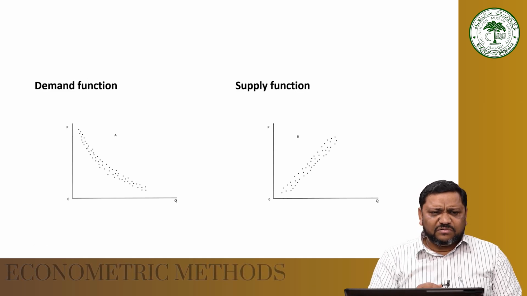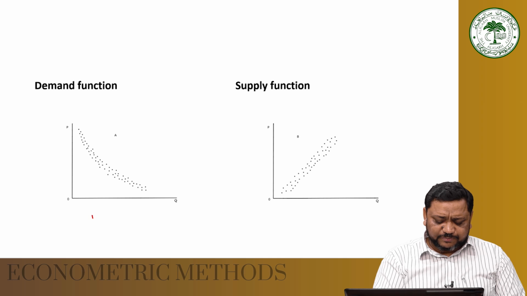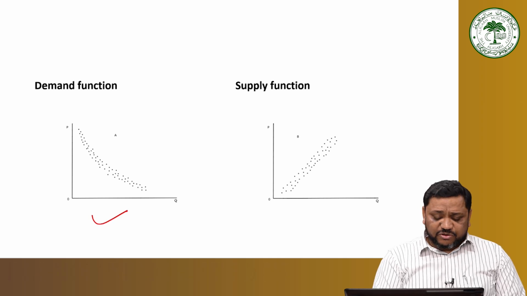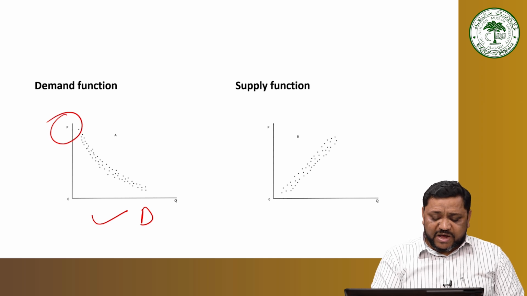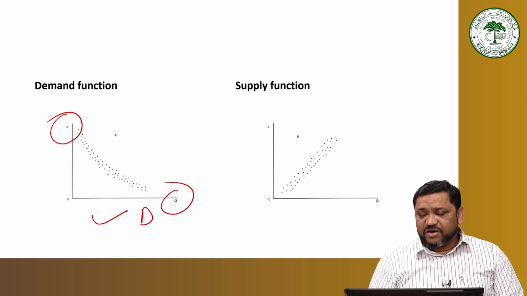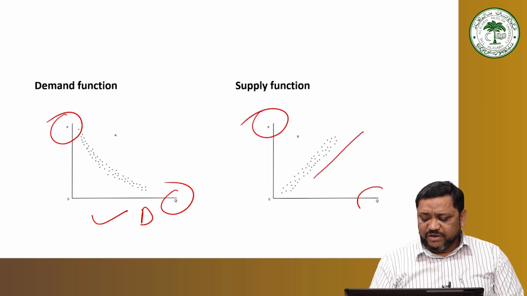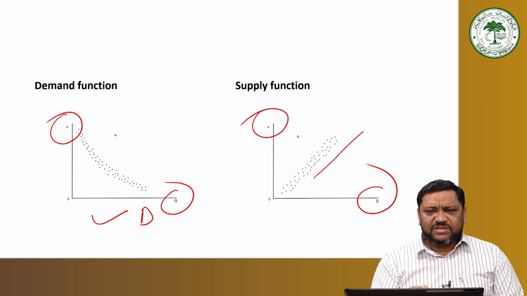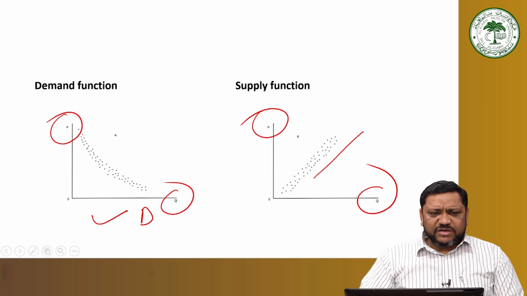From the pictorial representation, we can know that this is the demand function. As we see, there is an inverse relationship between price and quantity, and the second one is a supply function. We see a positive relationship between price and quantity. So, you can say that here this is demand and this is supply. Agreed. Let us move to the next.